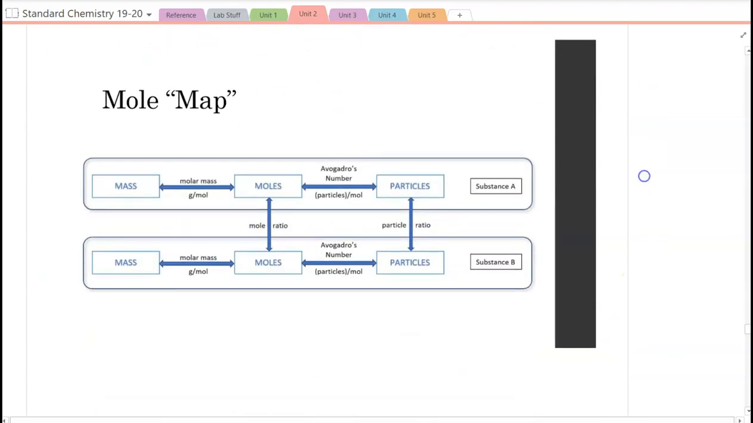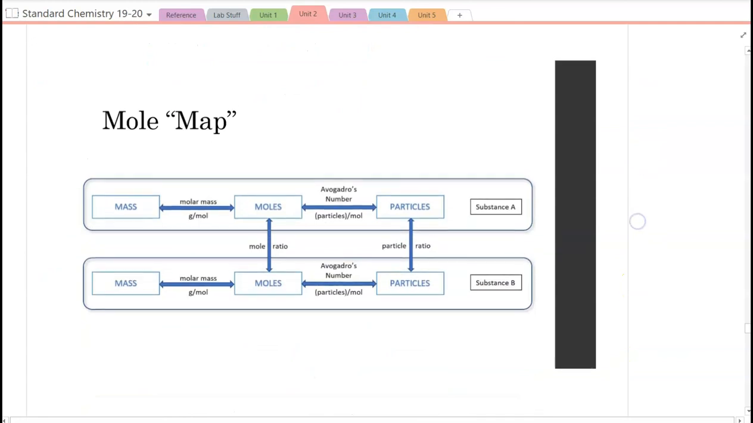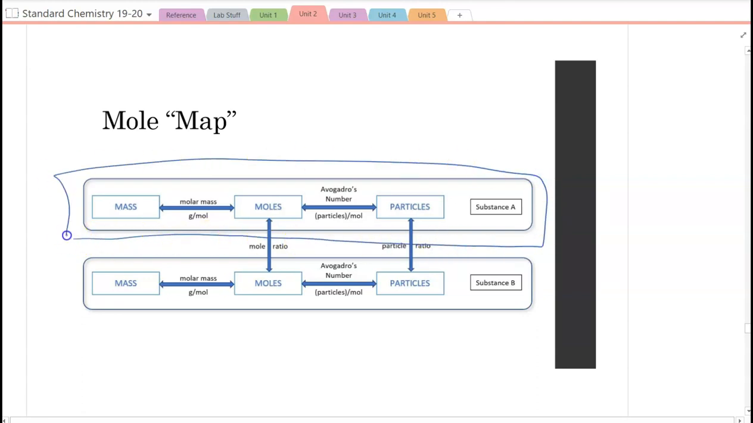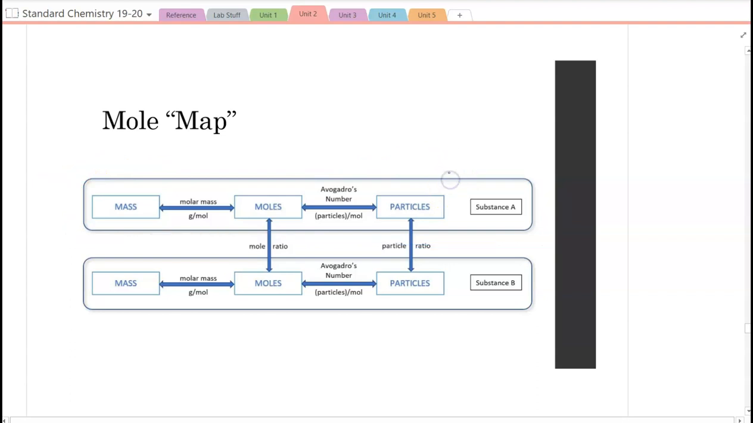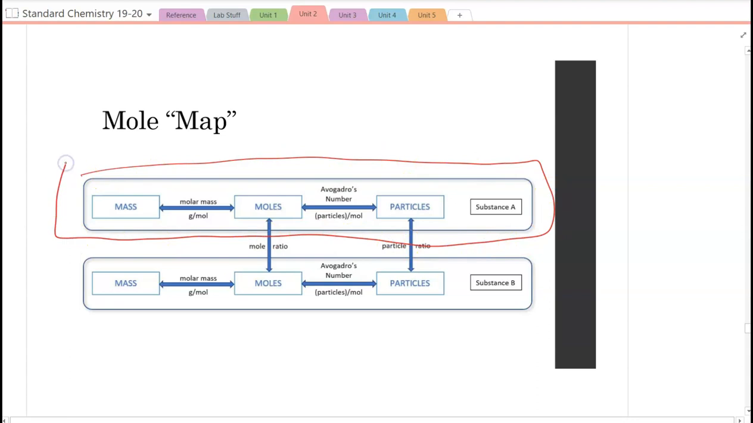Finally, for this lesson, we're going to introduce this idea of the mole map. This one involves a lot of parts that won't necessarily be relevant for this particular lesson, so let's focus on just the top part here. We're going to disregard the bottom for now. This is a nice way to organize how we interpret the work. If we have a substance, we potentially have a mass, a mole amount, or even a particle amount that we're given. Anytime you're given one of them, you can solve for the others.